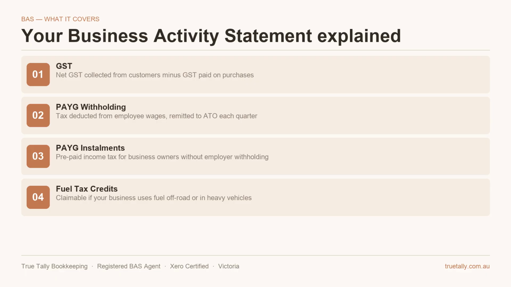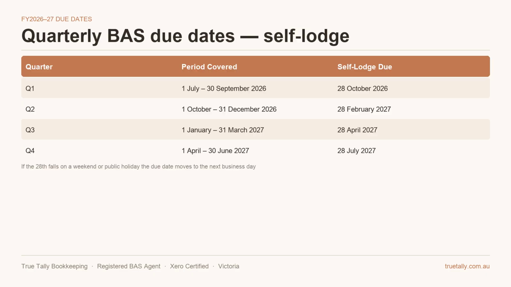First, what is a BAS? A business activity statement is the form you submit to the ATO each quarter or sometimes monthly to report and pay your tax obligations. Now, people often think of BAS as just a GST form. And yes, GST is the big one, but a BAS can also cover your PAYG withholding, which is the tax you take out of your employees' wages, PAYG instalments, which is prepaid income tax for business owners, and fuel tax credits if they apply to you.